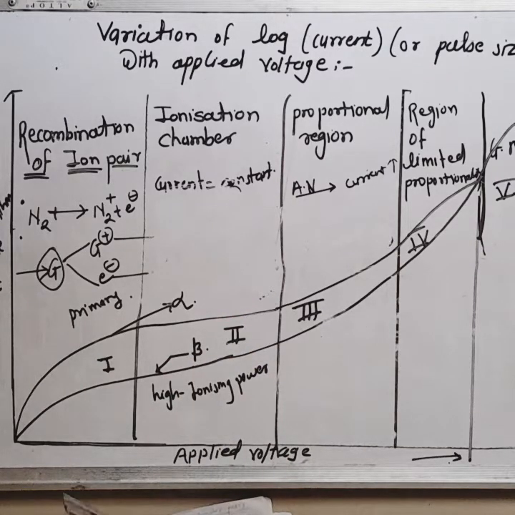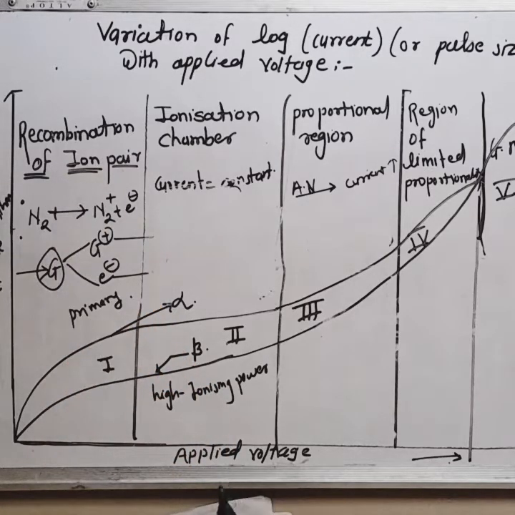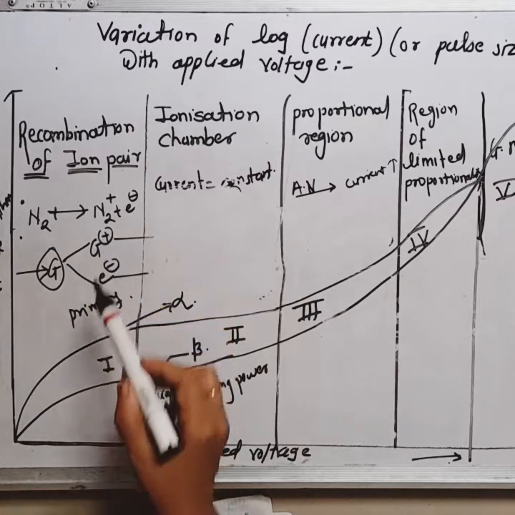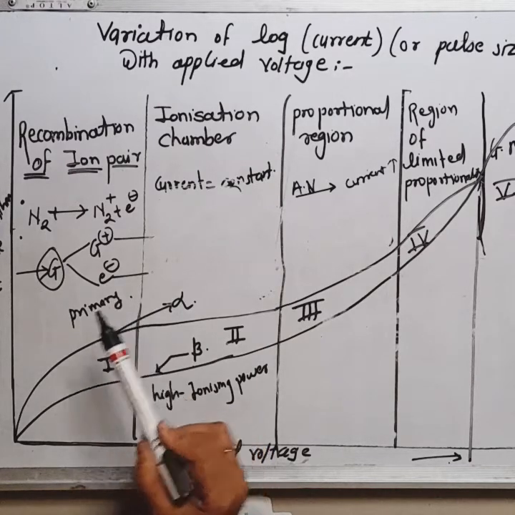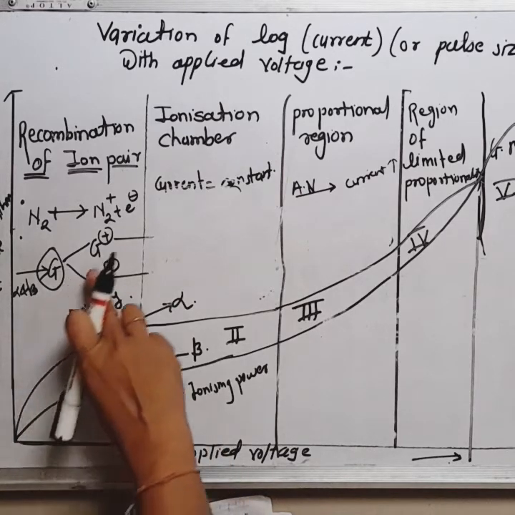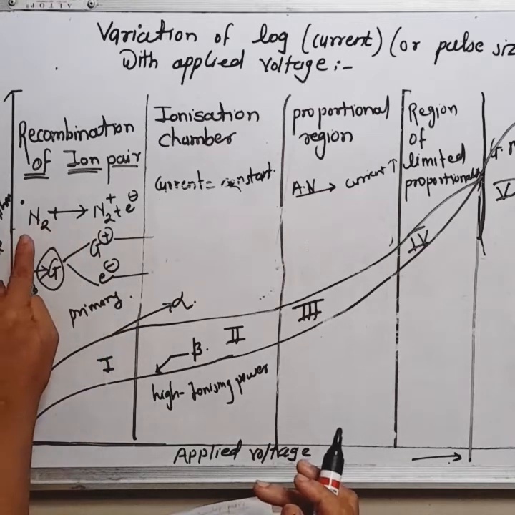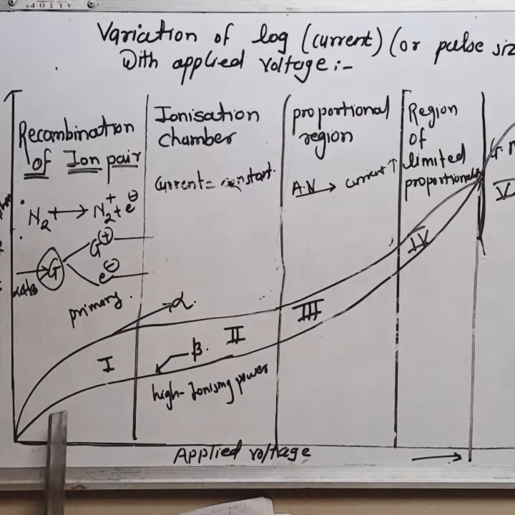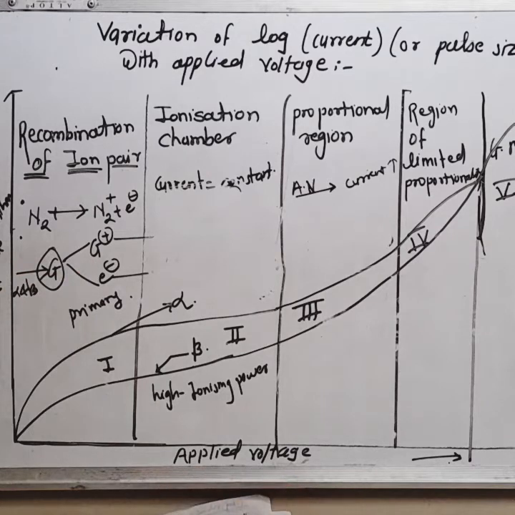Now the first chamber is the recombination ion chamber. Friends, in this chamber the current increases with the applied voltage. Always remember this: ion pairs are formed due to collision of alpha or beta particles with the neutral gas molecule. There is a chance of recombination of the ion pair to form the neutral molecule, and therefore this first chamber is known as the recombination region. If we don't want the ion pair to recombine, we have to increase the applied voltage.